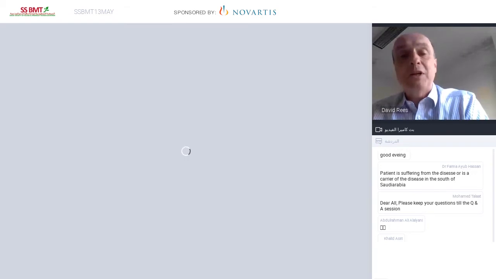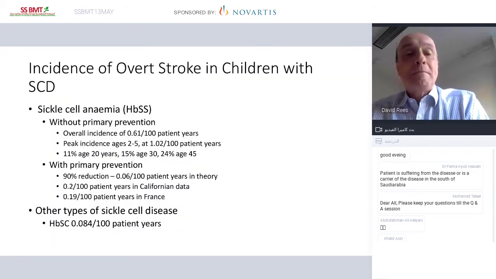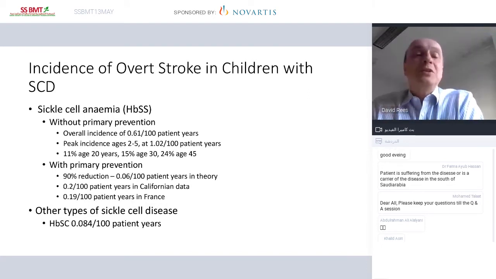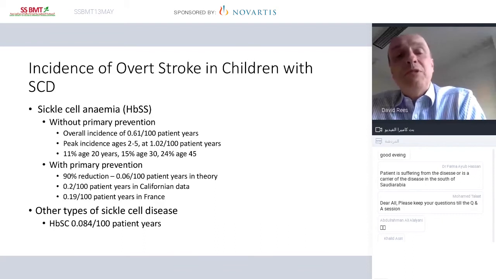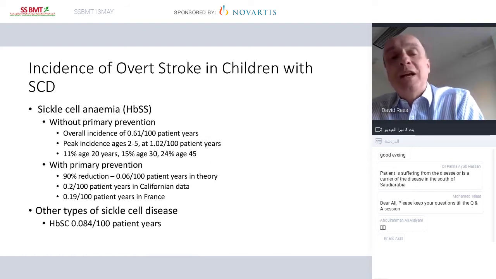Stroke is the other important complication I'll just quickly whip through. Sickle used to be the commonest cause of overt stroke in children, but that's changed with primary prevention based on transcranial Doppler programs. Without prevention, about 11% of young adults have had an overt stroke, and that goes up to more than 20% by the time you're in your 40s. Primary prevention has been largely successful in reducing the incidence of stroke by about 90%. And stroke now is relatively uncommon in pediatric populations, although it still occurs in adult populations.